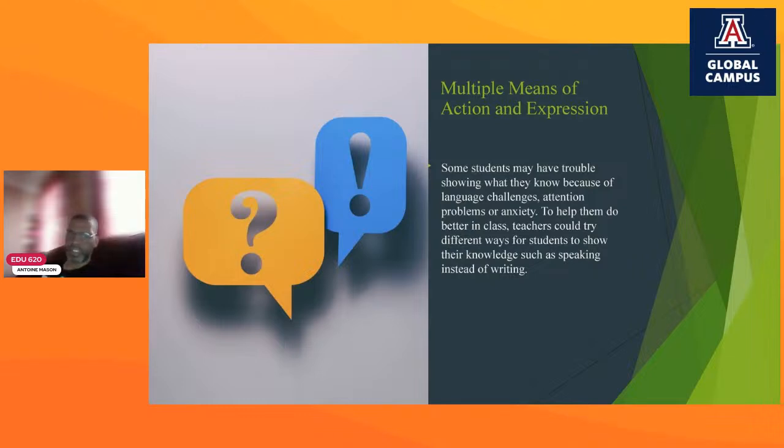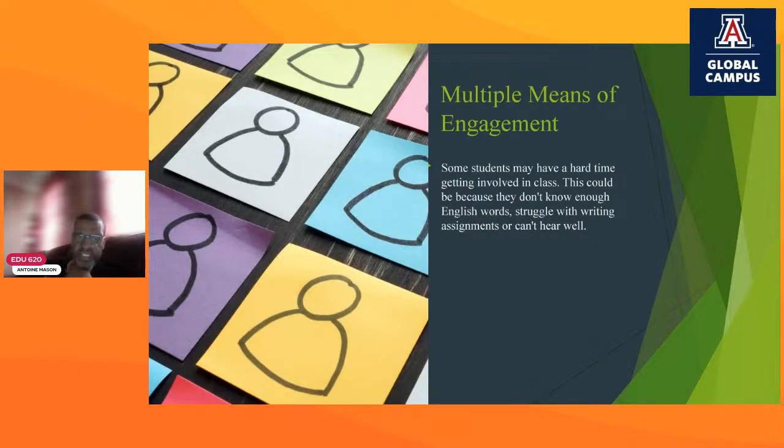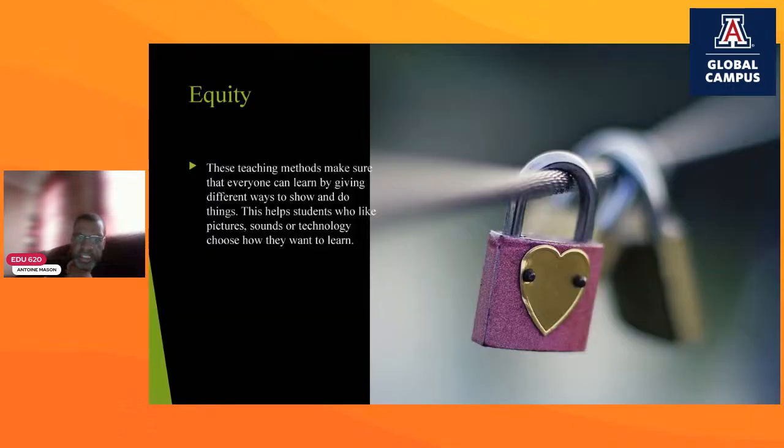Then the last one is equity. These teaching methods make sure that everyone can learn by giving different ways to show and do things. This helps students who like pictures, sound, or technology choose how they want to learn. Doing activities with help from machines also makes it easier for people who speak a different language or have trouble moving around to join in the lesson. So let's look at those 2 slides that we just went over. Multiple means of engagement, that slide. And then equity.